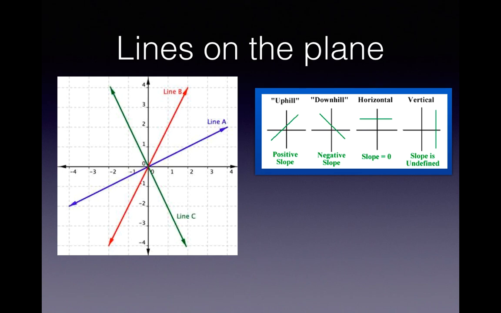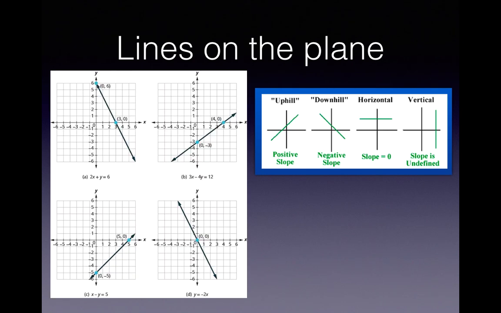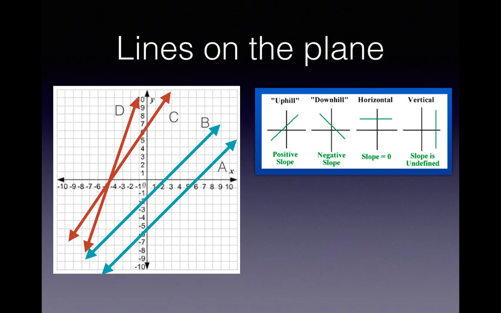So let's have a look at these. So first question anyway, which of these slopes are positive? So slope A and slope B are positive because they're uphill, and then line C is negative because it's downhill. Have a look at these ones, which are positive. So if we look at the top left-hand corner, that's a downhill slope, that's a negative slope. The top right-hand corner is a positive slope. Bottom left is positive. Bottom right is a negative slope as well.